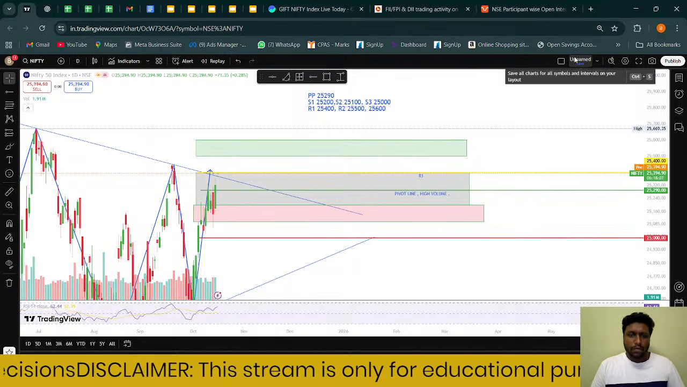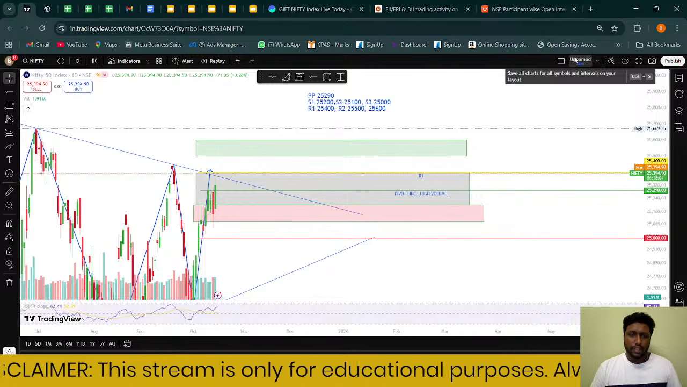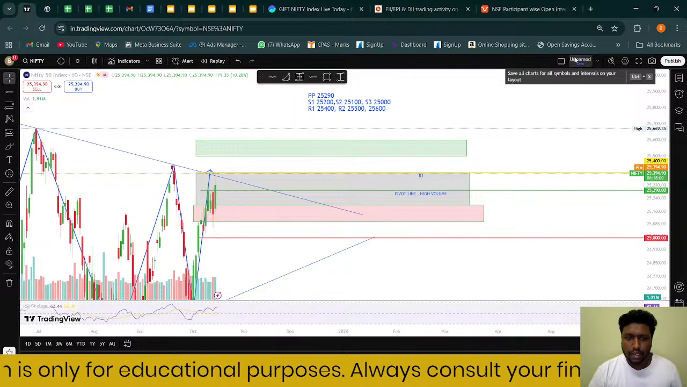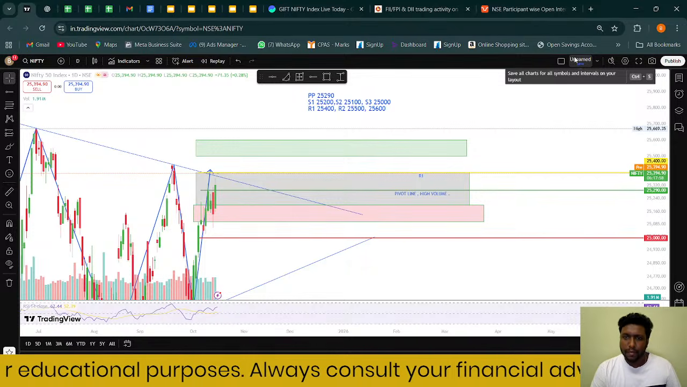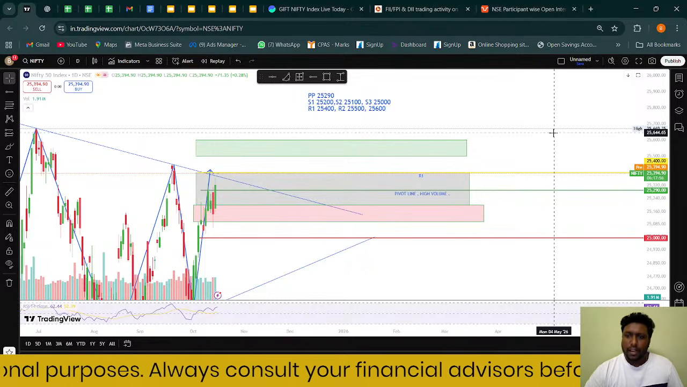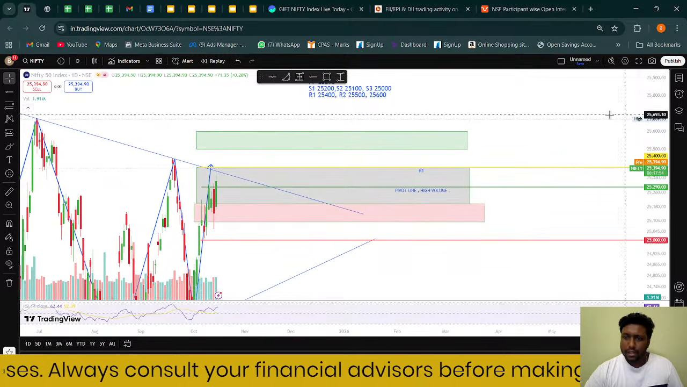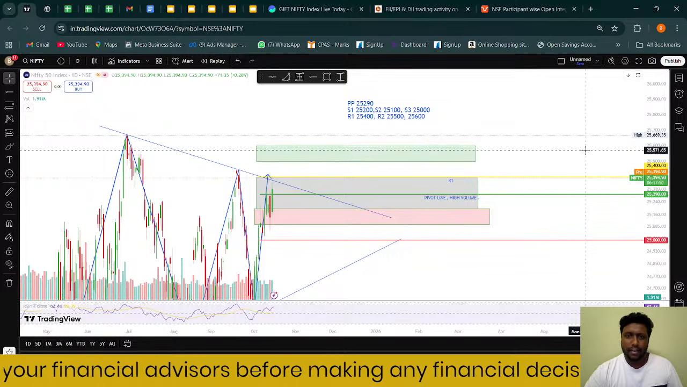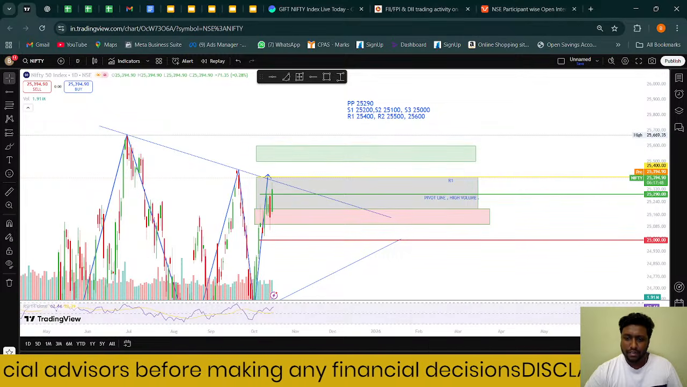So today, let's wind up for the day. I wish everyone a good day, and proper risk management should be kept. The levels which we have marked can be considered as your trailing SL levels as well as the partial booking levels. These are the zones. Have a very good day, and thank you guys.